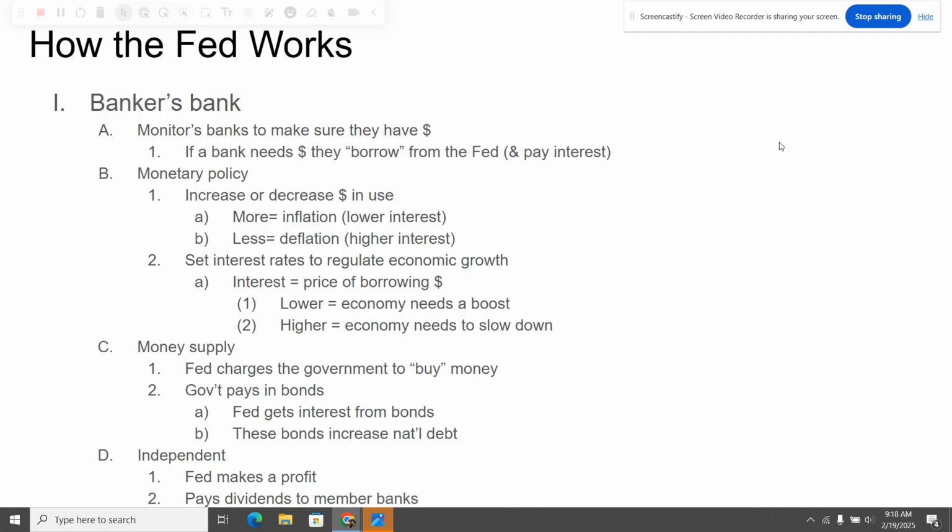The Fed does 2 specific things in order to control monetary policy. Monetary policy is how money functions in a society. The 2 things are increasing or decreasing the amount of money in use and setting interest rates. And there's an inverse relationship here, okay? If they want people to spend money.